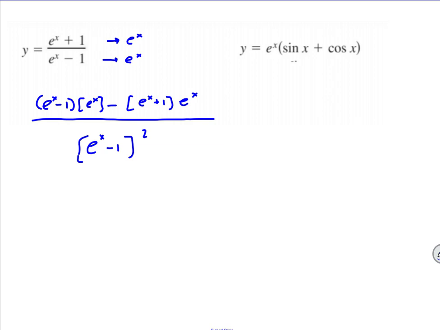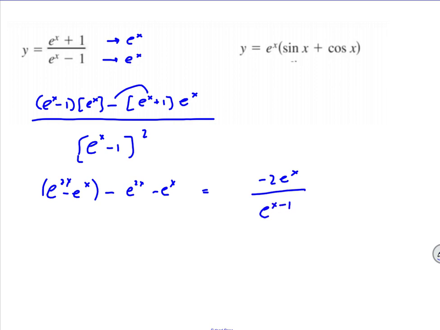And I think when I clean all that up, that's e to the 2x minus e to the x minus e to the 2x. I'm going to do minus that. That's going to be minus e to the x. So my numerator cleans up to be negative 2 e to the x over e to the x.